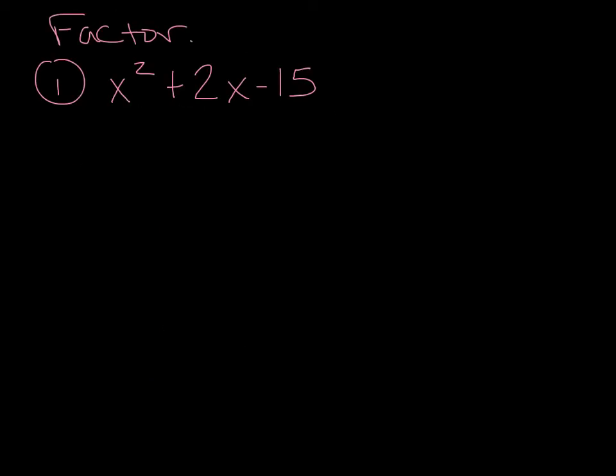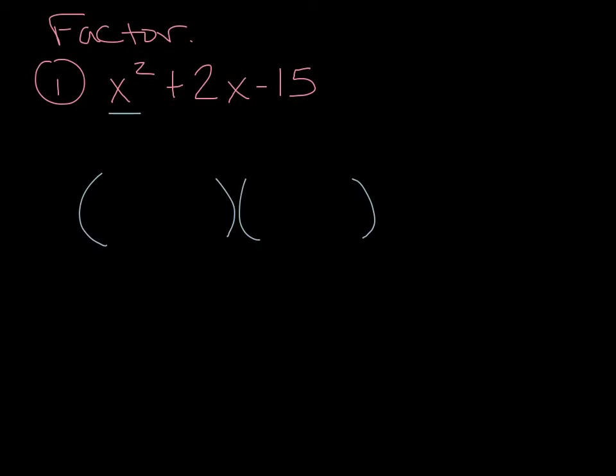So number 1, x to the second plus 2x minus 15. Right away, we start with our parentheses. We know this is what our answer needs to look like. And this is going to be called guess and check. What we're going to do is guess, and if it's not right, we're just going to fix it.